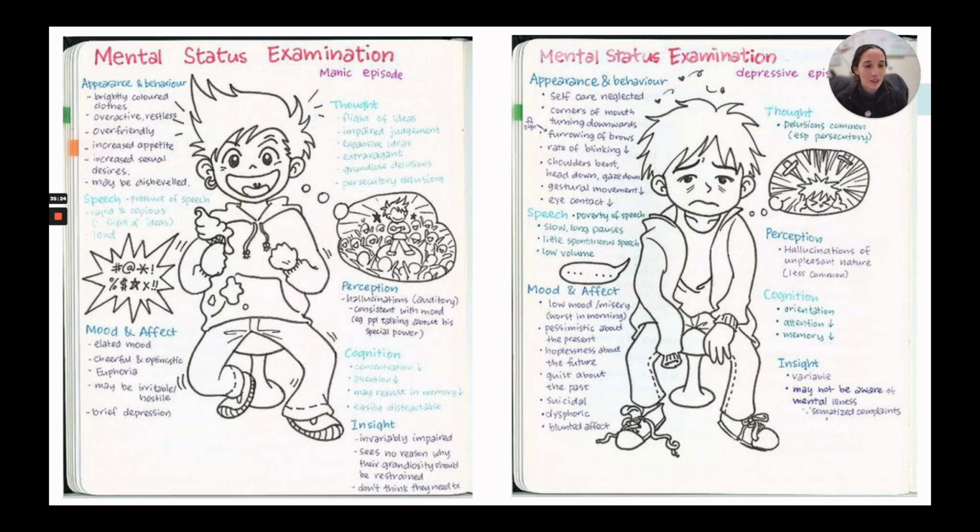So now, with everything we've learned and talked about, we can look at two different examples. So we have a mental status exam. This is our manic episode over on the left side, and then our depressive episode over on the right. If you want, you can pause this video and look at them and think about what you would write for appearance, behavior, speech, mood, perception, cognition, insight, and thought. Then you can compare it with this slide if you would like, but this can just show you the different ways that we can be assessing these things and how they change based on how the patient presents.